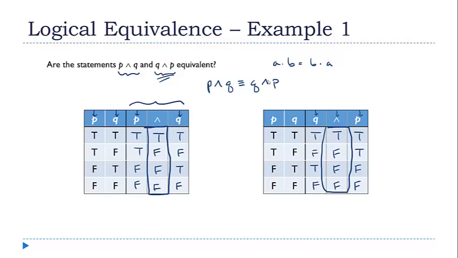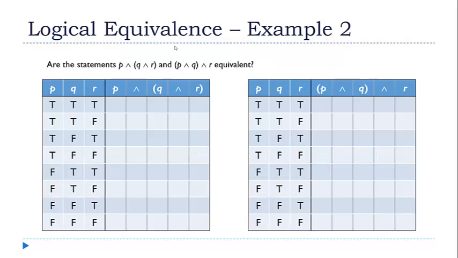Now, on your own, you can go and redo this. Try doing it with OR instead. Do P or Q and Q or P, and you should get the same result. You should see that those statements are equivalent as well. So let's look at another example here.